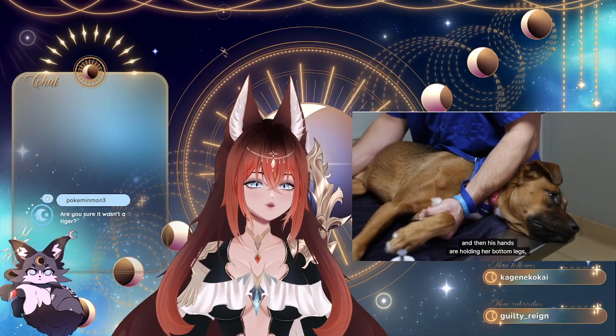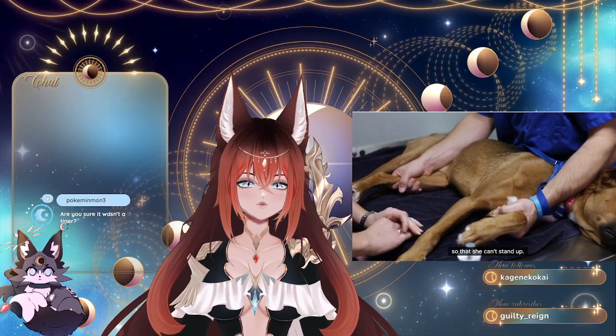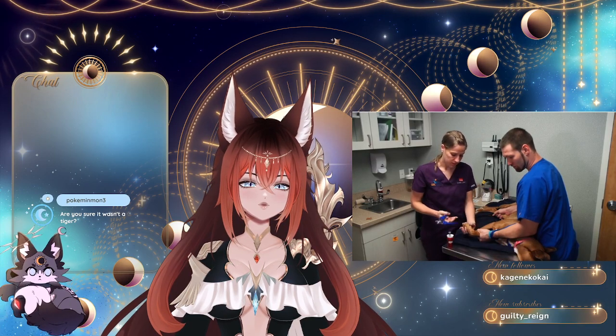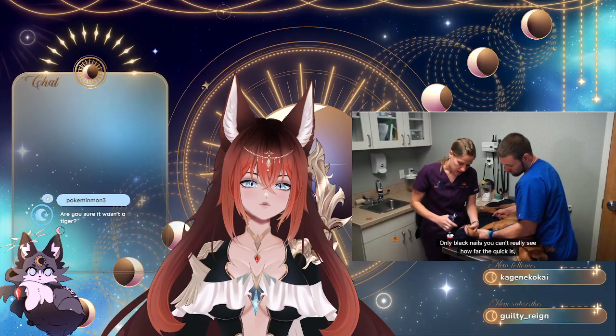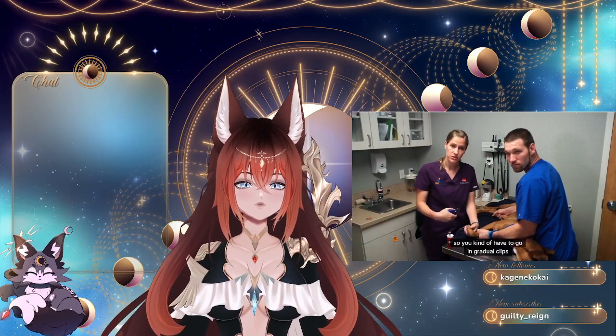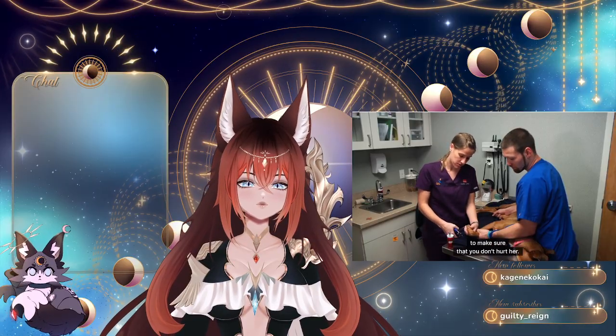and then his hands are holding her bottom leg so that she can't stand up. We'll begin by holding the paw that you want to start trimming on and taking your nail trimmers. On the black nails, you can't really see how far the quick is, so you kind of have to go in gradual clips to make sure that you don't hurt her.